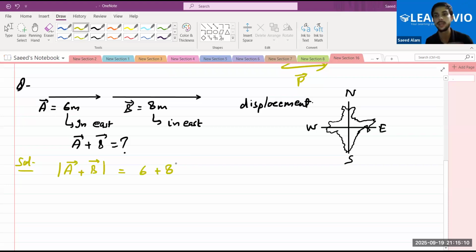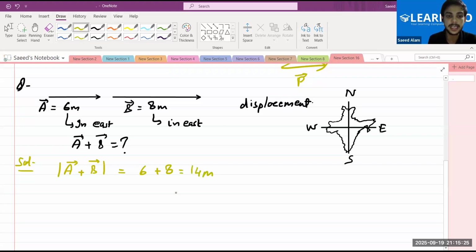8. And why are we doing it? We can see simply that they are along the same direction. So that will be simply added. So 6 meter, first somebody had moved 6 meter and then somebody had moved 8 meter along the same direction. So the net displacement will be 6 plus 8 and that will be 14 meter.